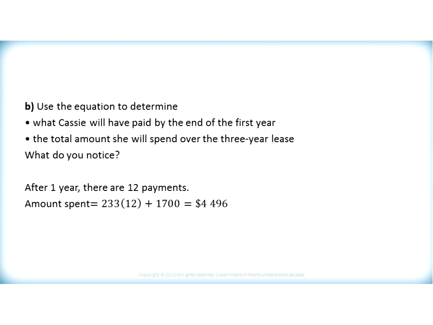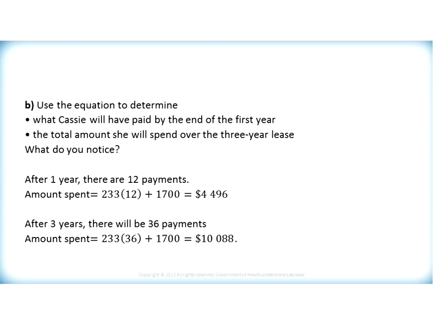So the amount spent is going to be equal to $233 per month for the 12 months plus that $1,700 initial payment. So that will work out to $4,496. After 3 years, there will be 12 payments in a year for 3 years. That means there's 36 payments in total. So the amount she'll have spent after 3 years is $233 a month for 36 months, plus that $1,700 she initially paid out. And that works out to $10,088.